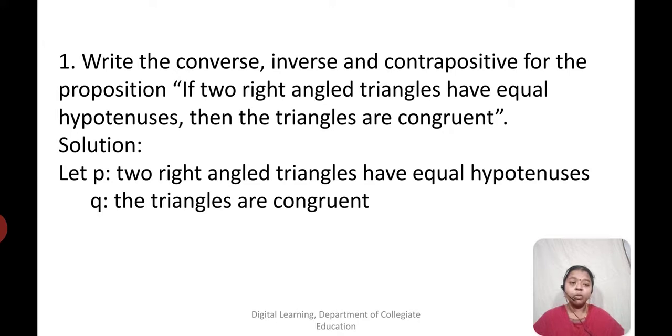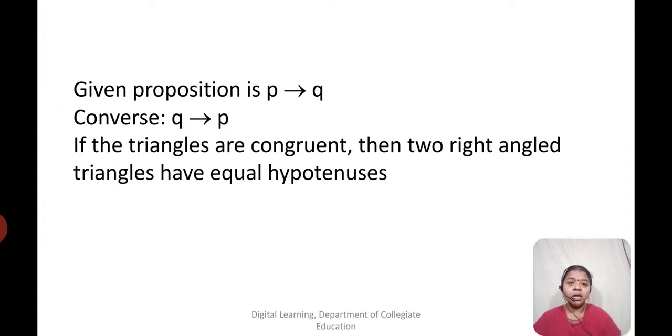When you are writing P, we have to leave the word if. Leaving the word if, whatever statement you have, you write it as P. So the statement we have here is two right angle triangles have equal hypotenuse. This is the first proposition denoted by P. There is a comma, then you leave the word then and write the remaining part. The triangles are congruent. So P is two right angle triangles have equal hypotenuse, and Q is the triangles are congruent. If I write it in symbols, the given proposition is P implies Q.